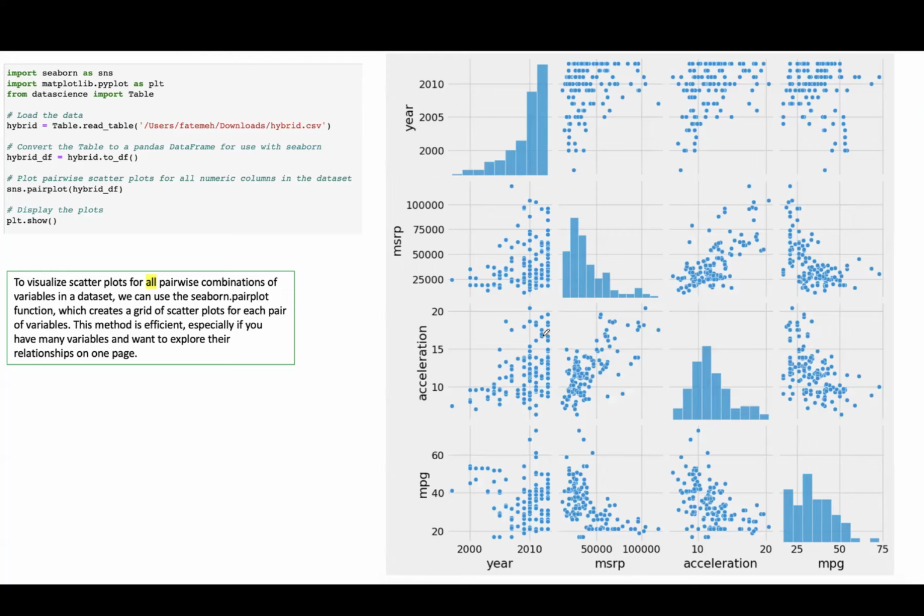Make sure to convert your table to a data frame and use sns.pairplot, and just pass in your data frame. It basically takes each two variables and generates a scatter plot showing the relation between the two variables. For example, here you have MSRP and MPG, which we saw has a nonlinear relation. For example, here you have MSRP and acceleration. Here you have acceleration and MSRP. As we saw, it's almost an increasing trend, and so on.